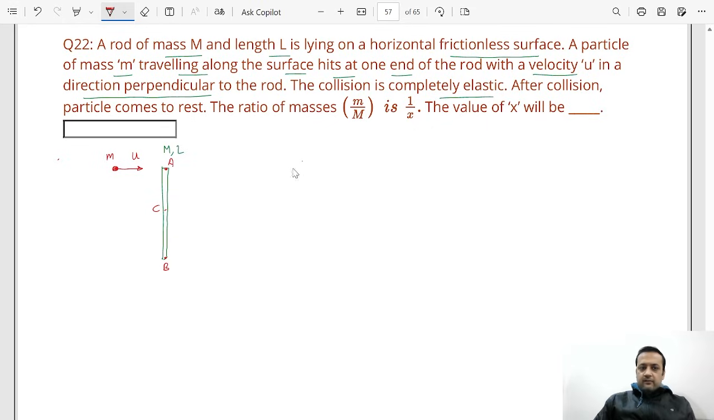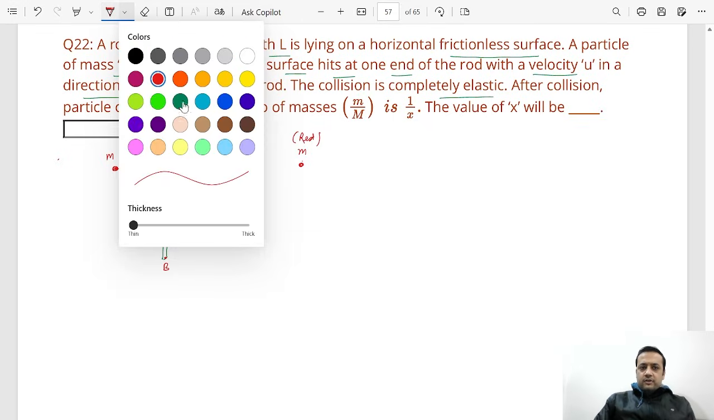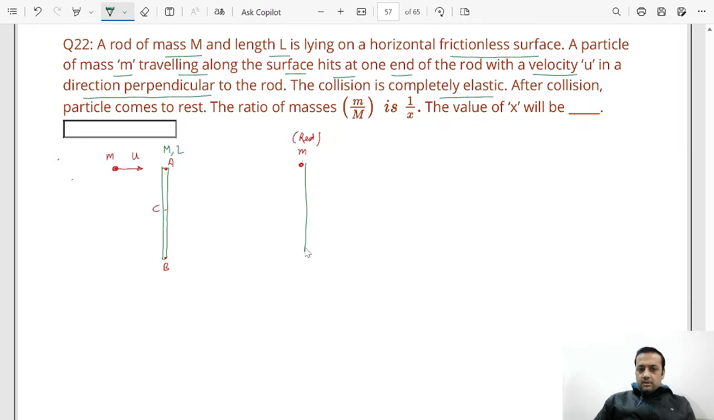So I'll show you the situation after hitting. After hitting, the particle is at rest. But immediately after hitting, this rod will start moving in the forward direction. Let us say the center of mass has acquired a forward velocity. And this rod will also start rotating in this direction, because the rod has gotten an impact like this, which is why it will start rotating with some angular velocity omega. All right. So the collision is also given as elastic. So this is the end A and this is the end B.